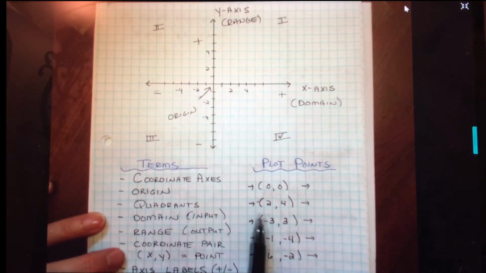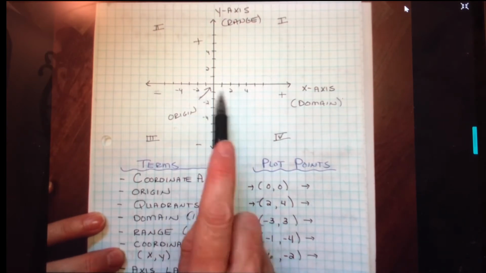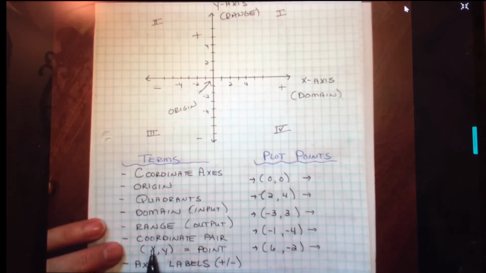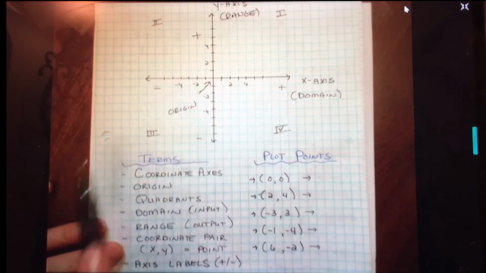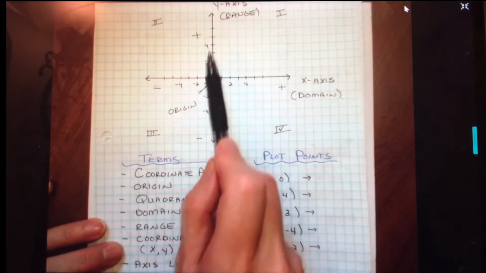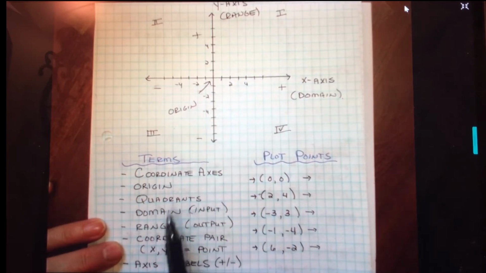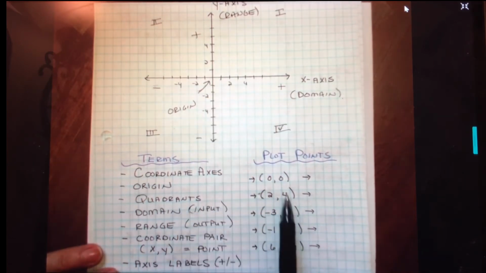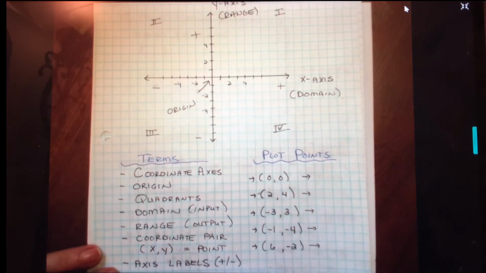But as we get ready to plot these points, it's very important to understand the X is the coordinate that will come first. If it's positive, I will be going to the right. If it's negative, I'll be going to the left from my origin. The Y value comes second. If it's positive, I'll be moving up. If it's negative, I'll be moving down. So again, if we use the origin as our reference point for starting, we can go ahead and plot these points on the coordinate plane.